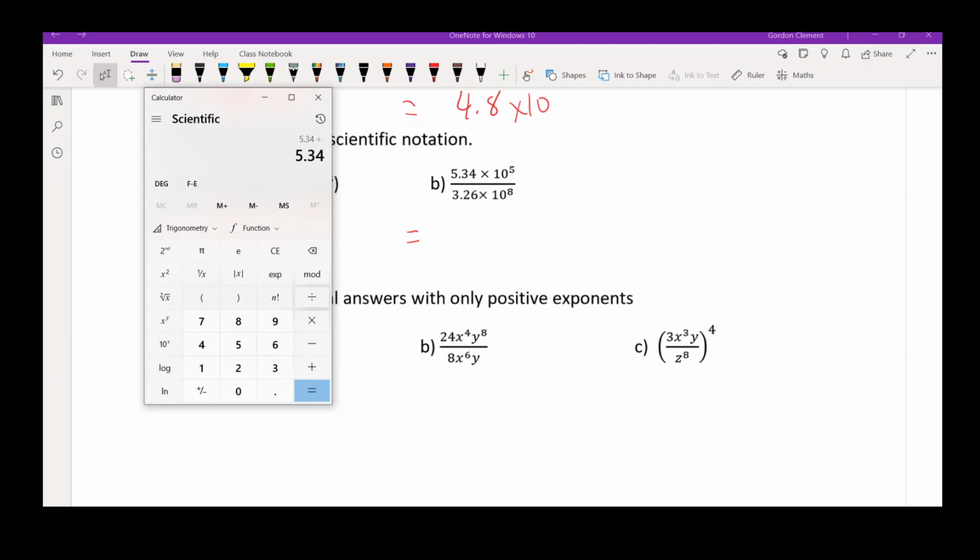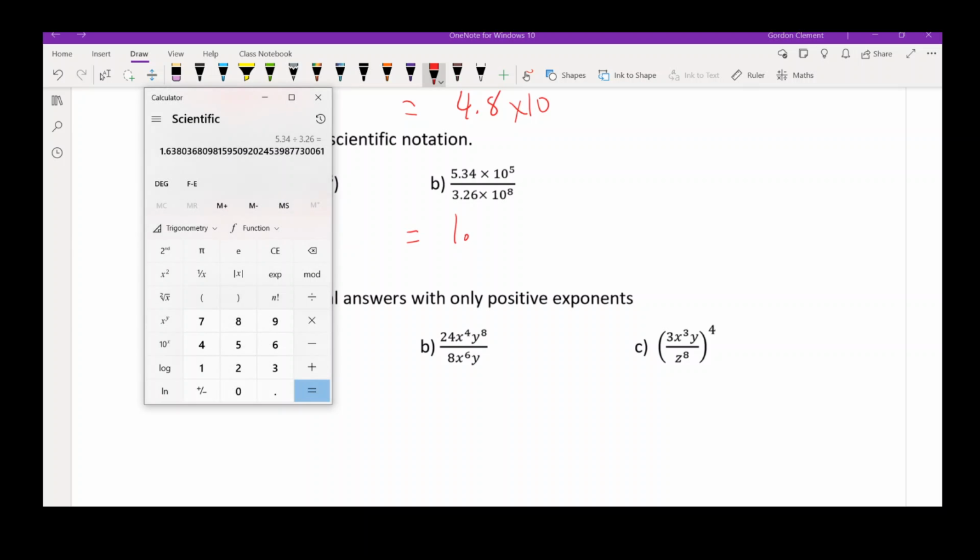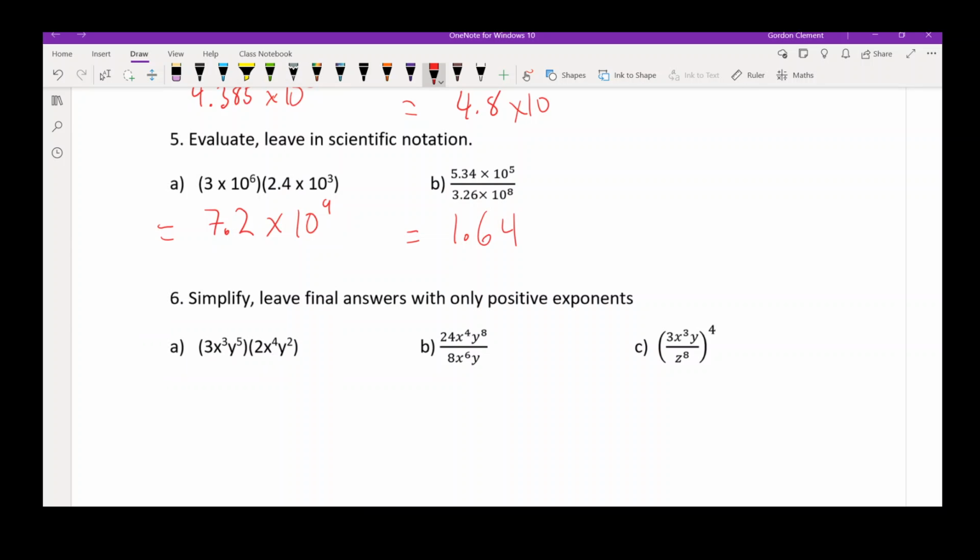5.34 divided by 3.26 is 1.63 it said? 64 if I round. And then exponent rules, when you're dividing, you subtract the exponents. So 10 to the 5, 10 to the 8, subtract in the order that it's written. 5, take away 8 would be -3. So that's a really small answer, 0.00164 if I change it. Okay, and last ones.